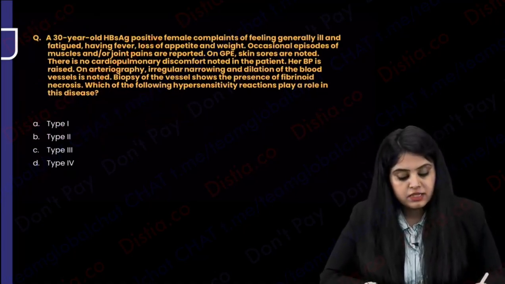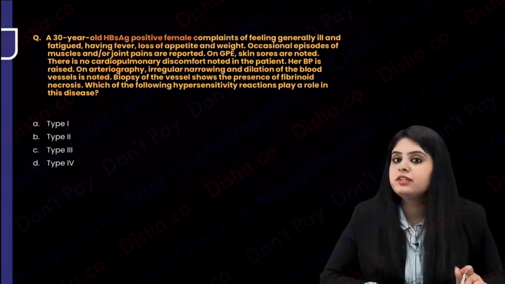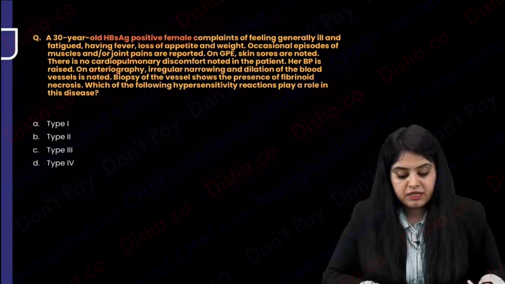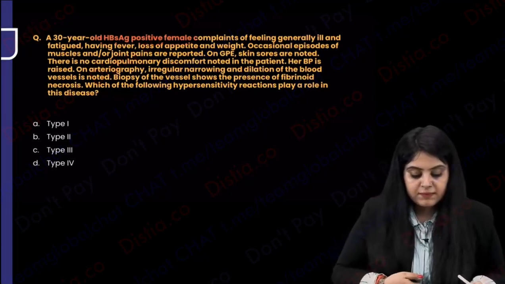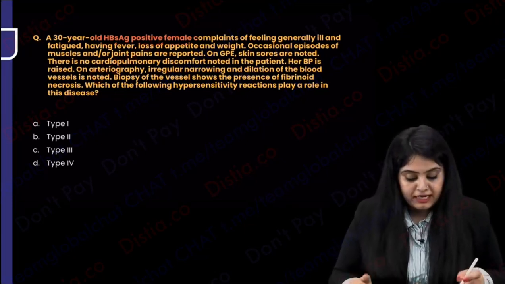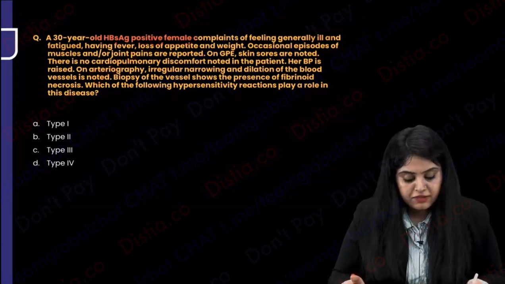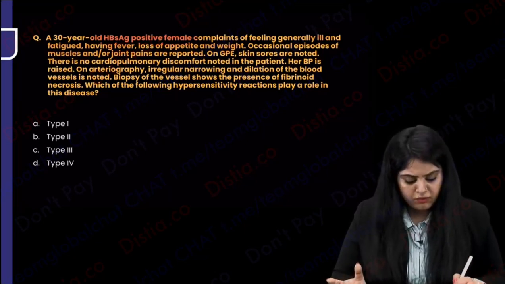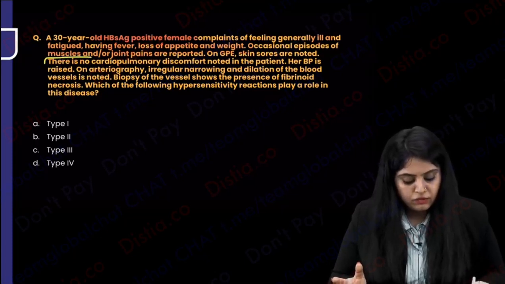Here you have a 30-year-old HBsAg positive female. Very interesting question, because only someone who's read systemic path will understand this. A 30-year-old HBsAg positive female complains of feeling generally ill and fatigued, having fever, loss of appetite and weight loss. So generally ill, fever, fatigue, loss of appetite, weight loss. There's muscle involvement, there is joint pain. So a lot of systems are getting involved, but what is not getting involved is the cardiopulmonary system. There is no cardiopulmonary discomfort noted.